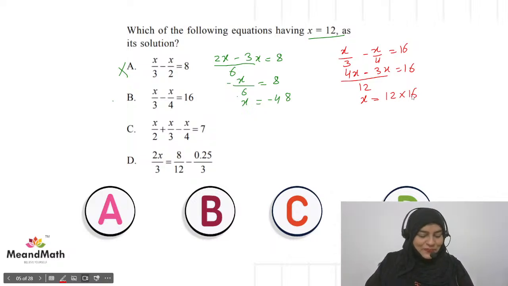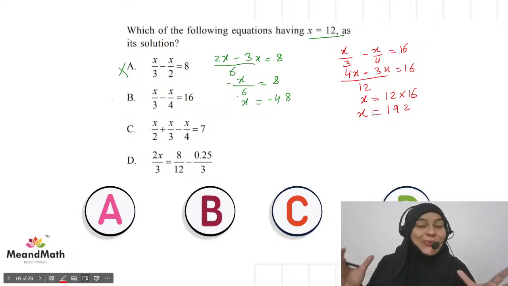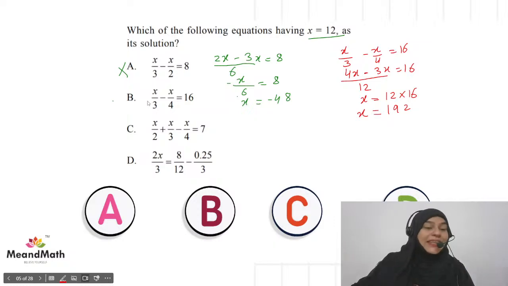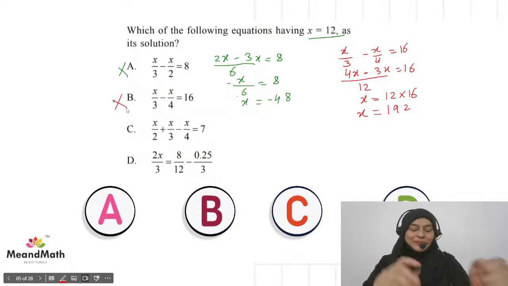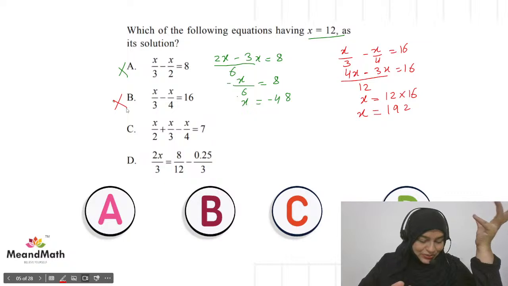Correct? Yes or no? What do you think? So it comes out to be 192, which is obviously not equal to 12. So this is not the correct answer. Now let's try to solve the next one.